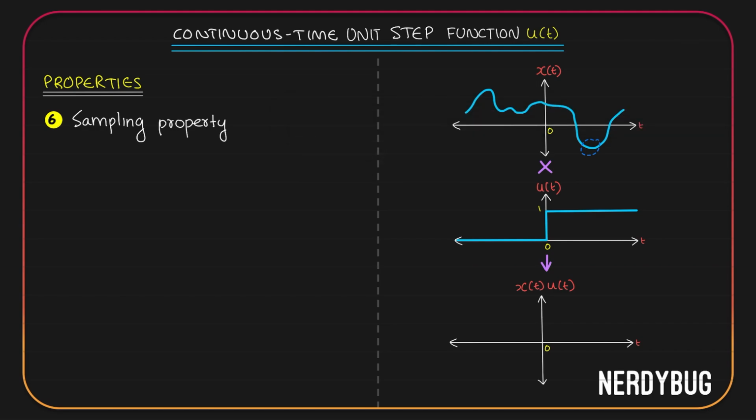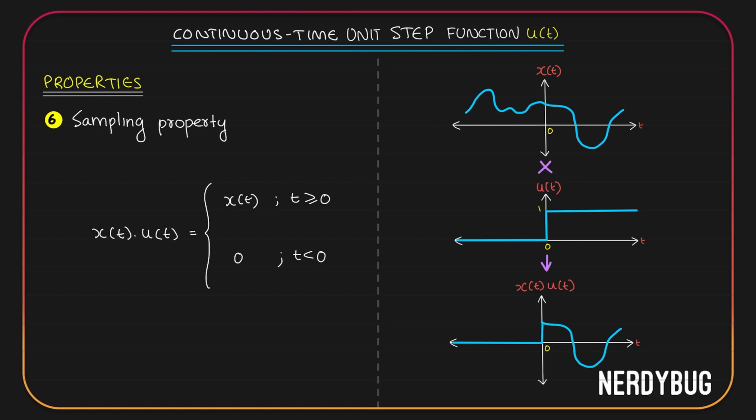To show the graph properly, I'll just copy and paste this. This is how it looks, but on the left side, we won't have this. We'll just have 0. On the right side, we have whatever is x of t. Mathematically, we can write it like this. x of t multiplied by u of t will be equal to x of t itself if t is greater than or equal to 0, and it will be 0 if t is less than 0.